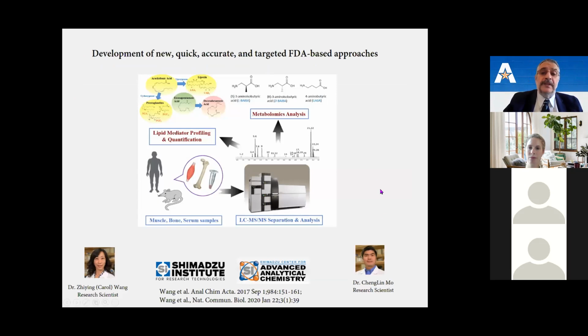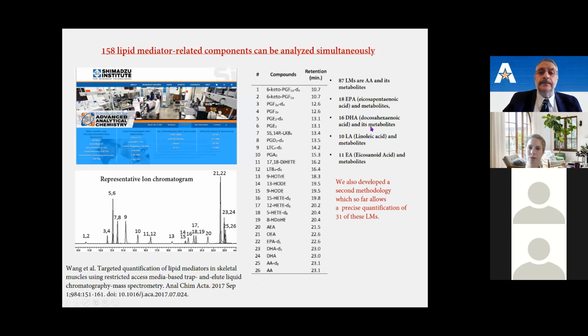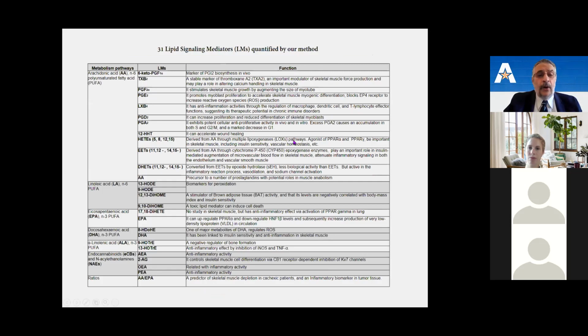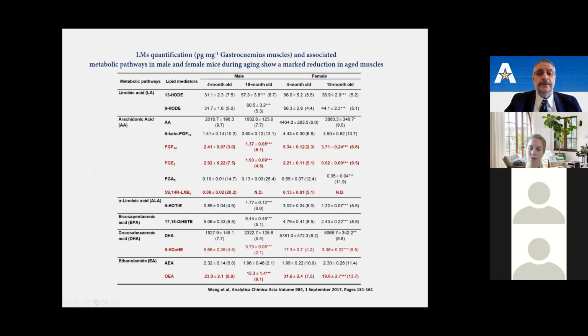So we developed these new methods, which follow FDA guidelines, because we wanted them to have validity for clinical samples. And so we have 87 lipid mediators from the AA pathway, EPA, DHA, LA, and EA pathways, and we can quantify all these 31 lipid mediators.